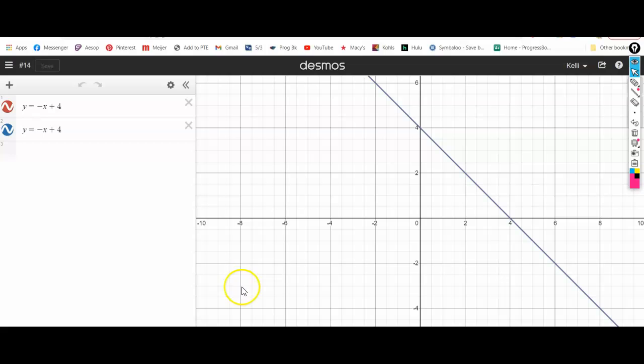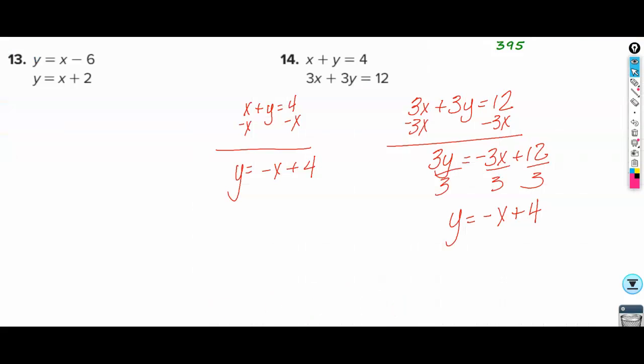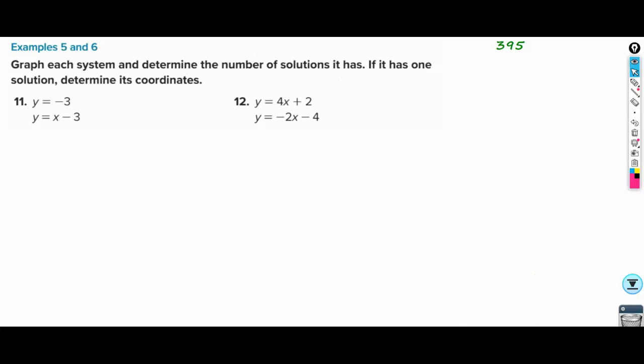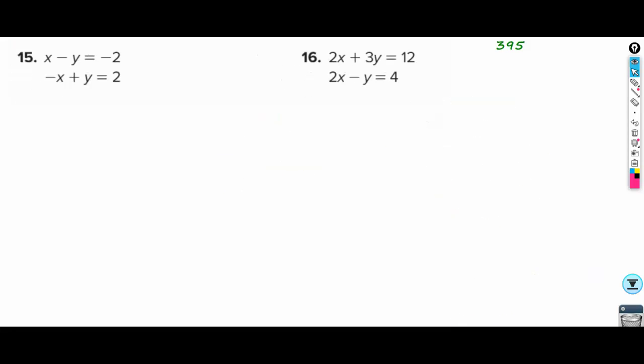All right. So these would be infinite solutions, and these are what? Dependent, because yeah, infinite solutions. Go back to my words. If they are the same line, they are consistent and dependent. See what I mean about keeping those words handy? Really helps. Okay, 15 and 16, both of these should be put in slope-intercept form.